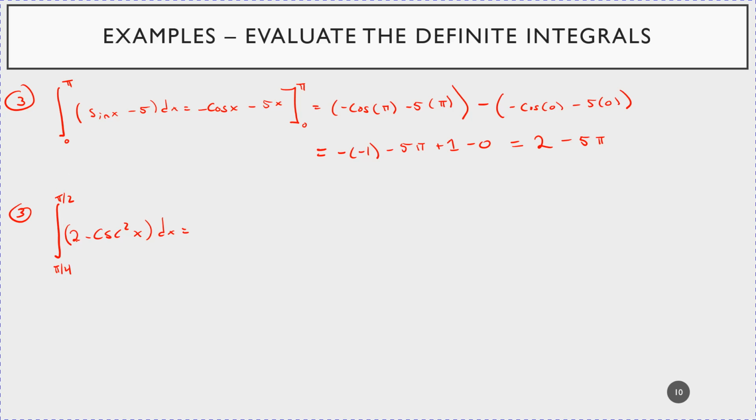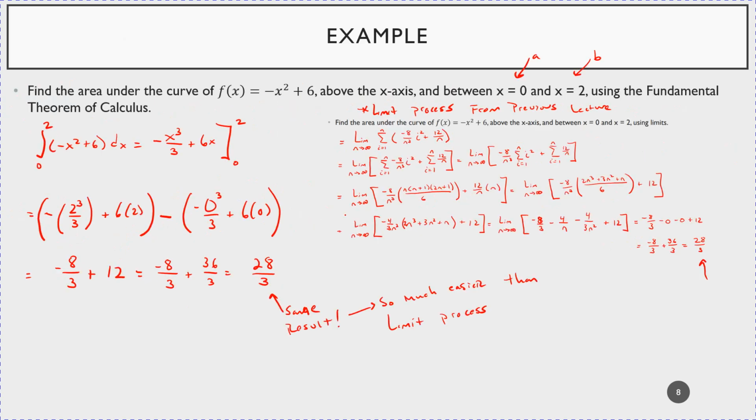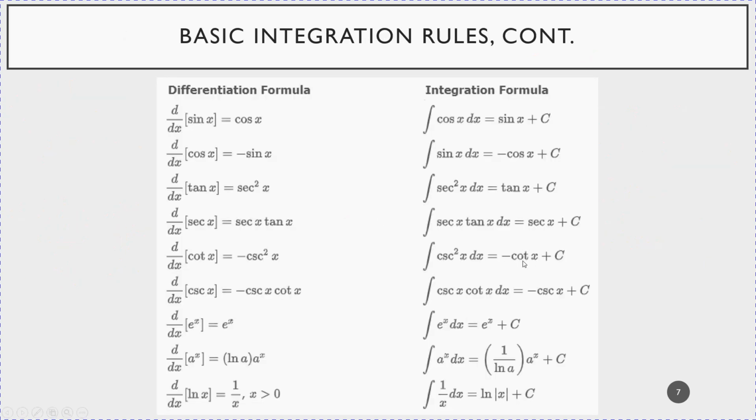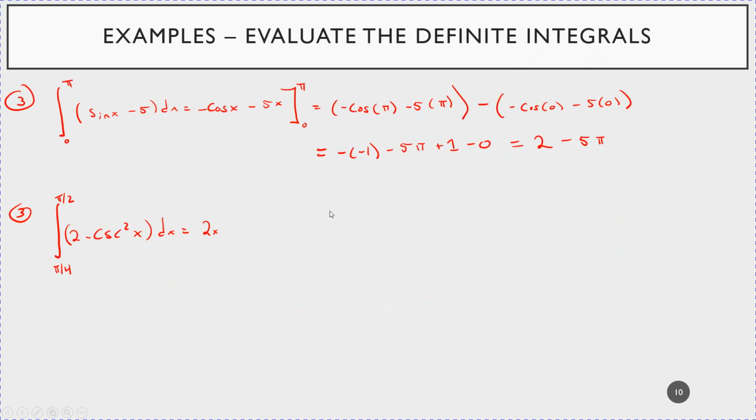All right, anyway, so integral of 2 is 2x. What is cosecant squared of x? Well, let's look back. That integrates as negative cotangent of x. So minus cotangent of x. And then I'm evaluating from pi over 4 to pi over 2. Well, look, negative becomes a positive. So this is 2x plus cotangent of x from pi over 4 to pi over 2.